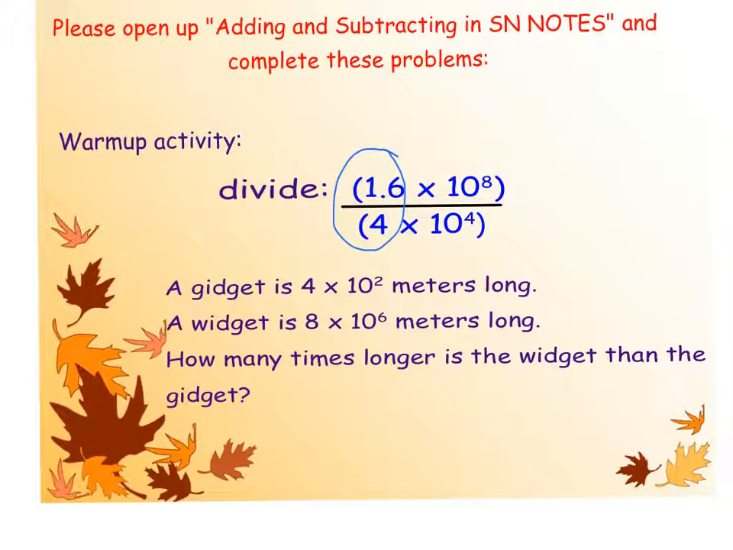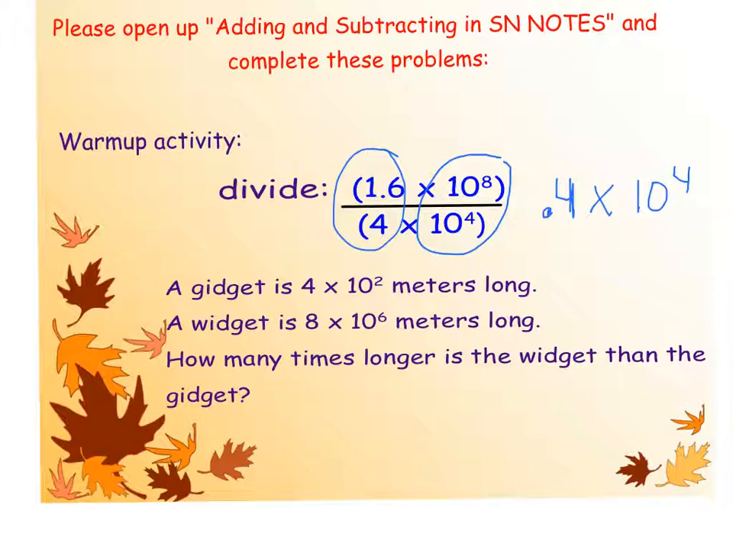So one way to do that is take the decimal out. 16 divided by 4 is 4, but because there is a decimal point, we have to have a decimal point in the answer. And then we do the powers of 10. When you divide powers of 10, you subtract the exponents. So times 10, 8 minus 4 is 4.